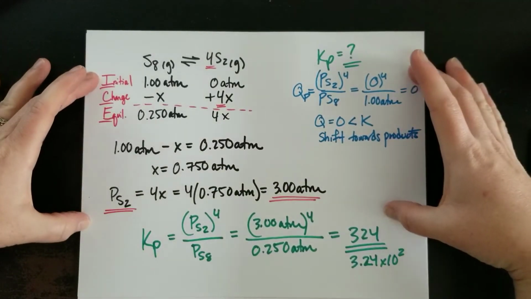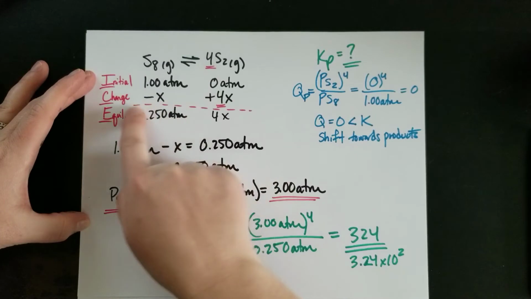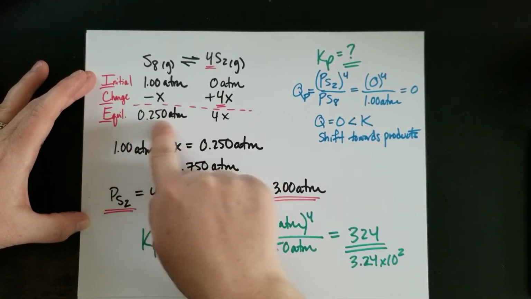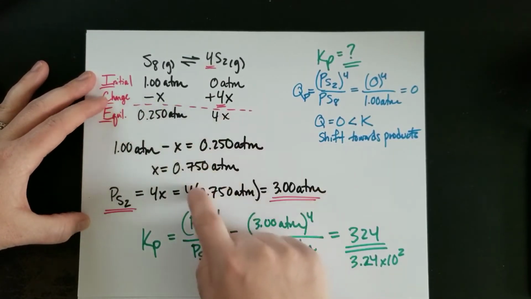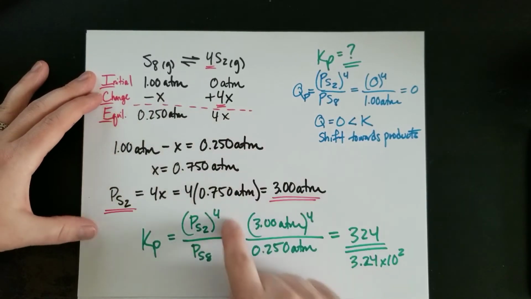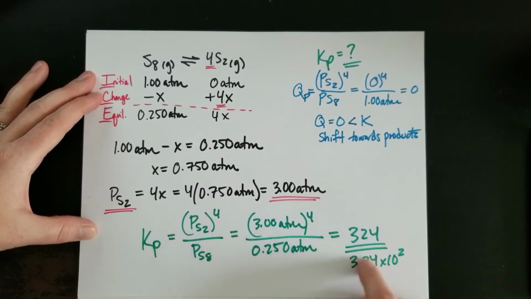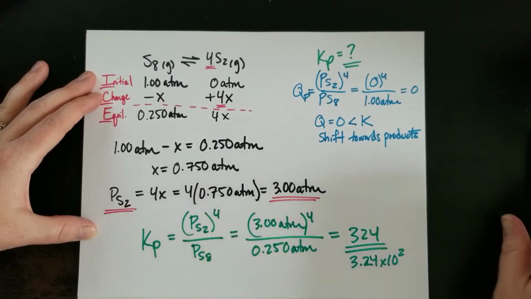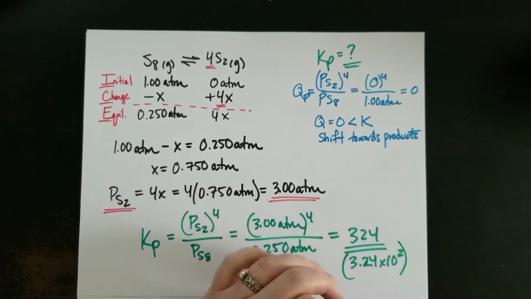This type of approach involves utilizing information in the problem that you're given about equilibrium to figure out what X is, so that you can get your equilibrium values, plug them into your K expression, and solve for what KP is actually going to be. And so that's one type of approach.